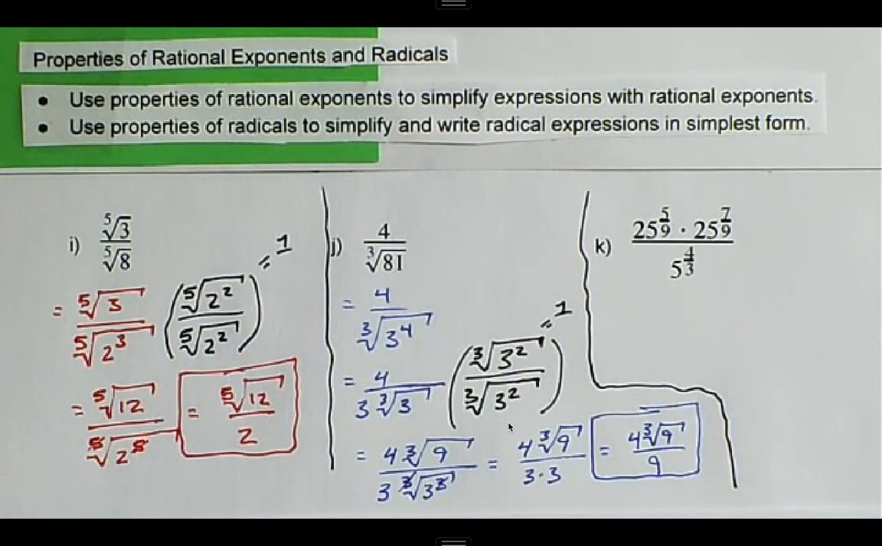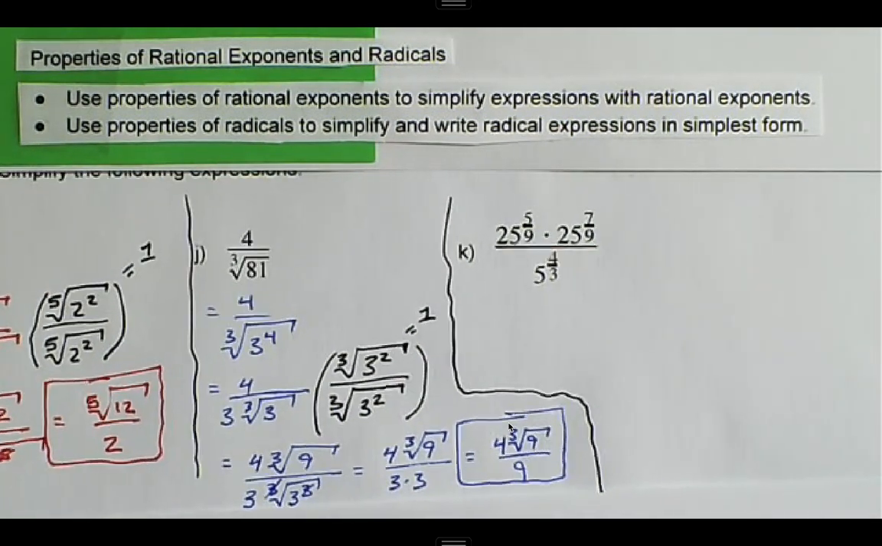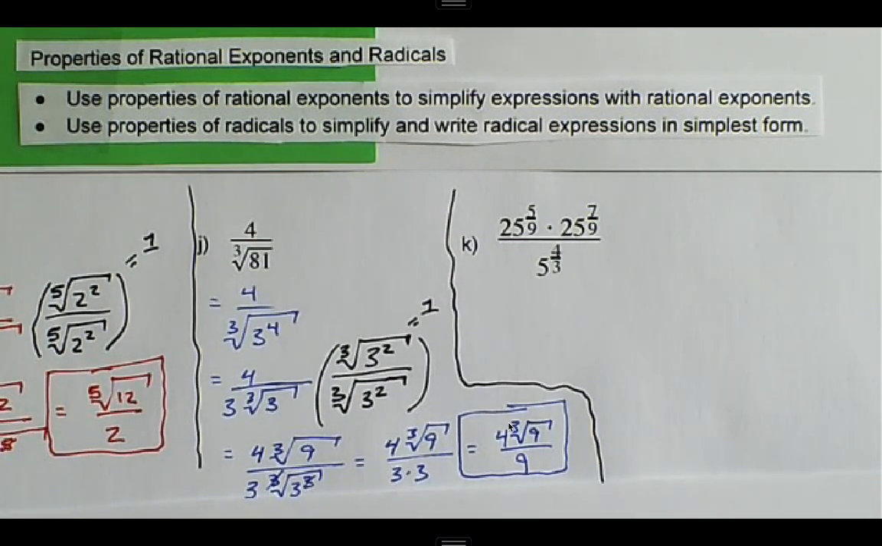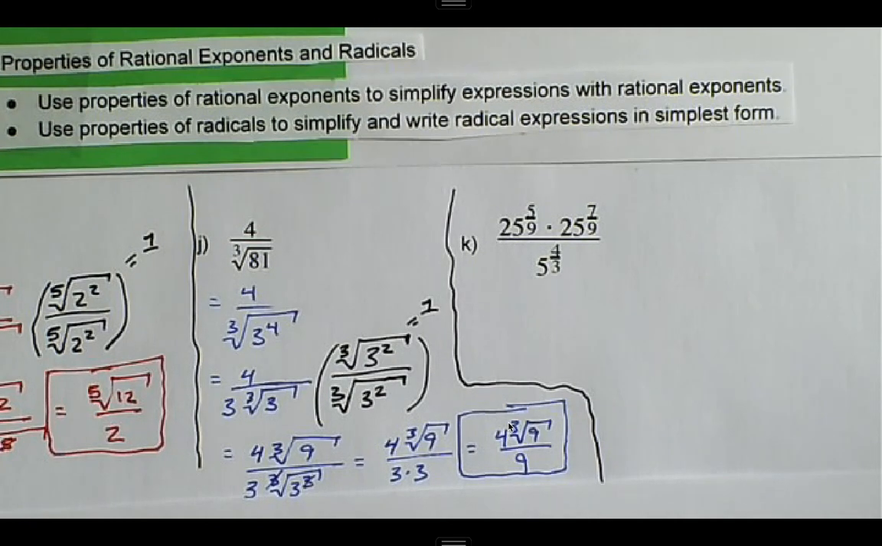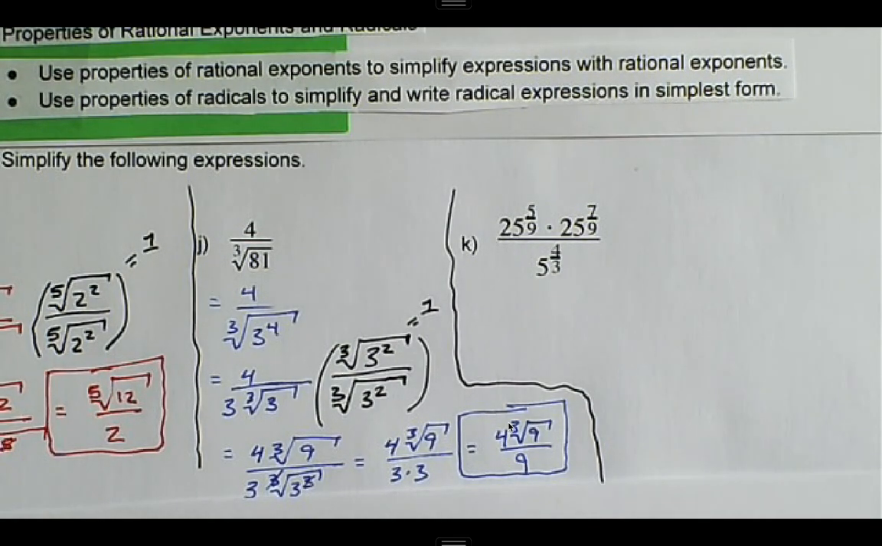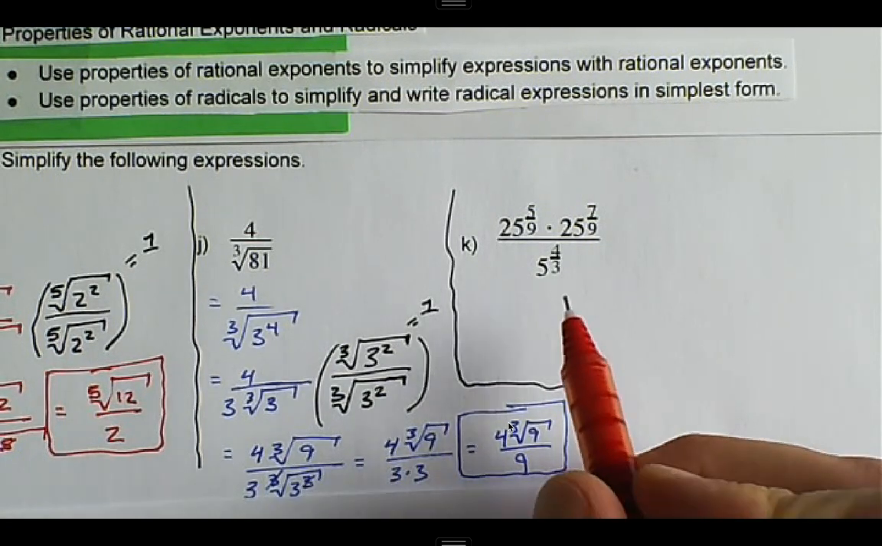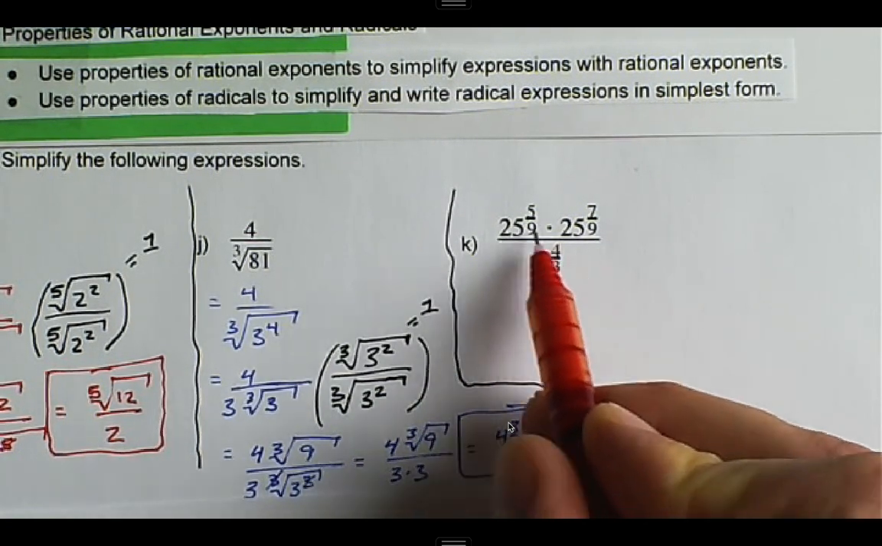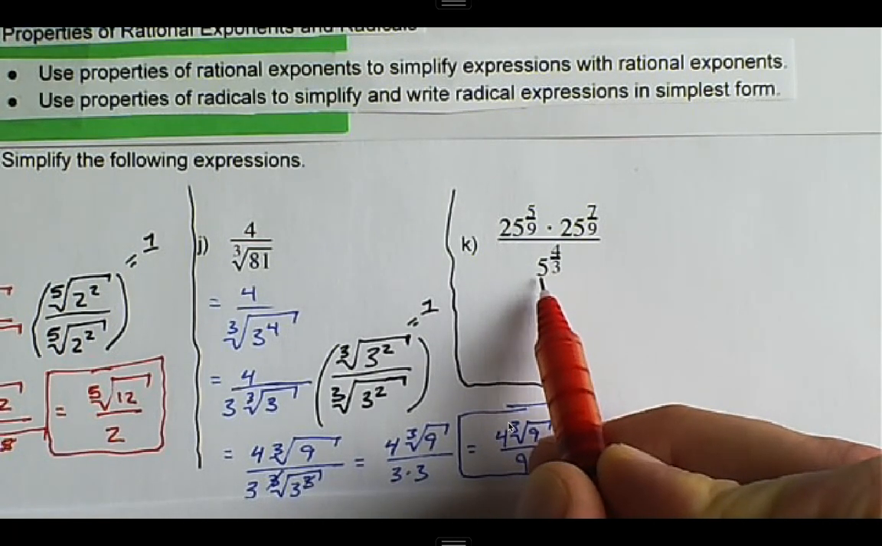And then we have the last example here. We have 25 to the 5/9 times 25 to the 7/9. And then we have 5 over 5 to the 4/3. So right now, what we can do is we can rewrite this so that all of our bases are the same. That can be our goal. So 25, 25, and 5, they can all be written as base 5.